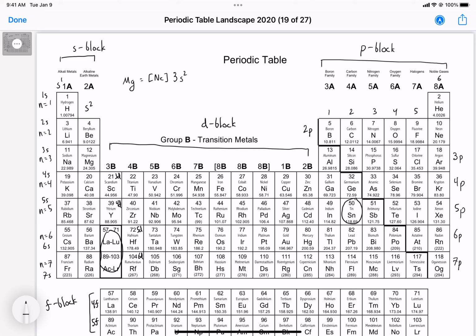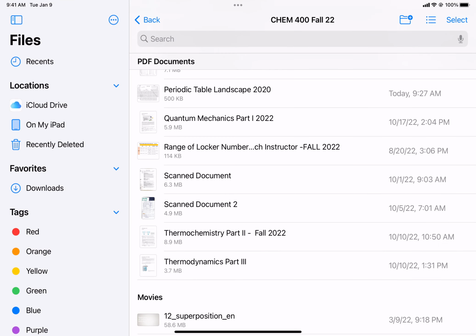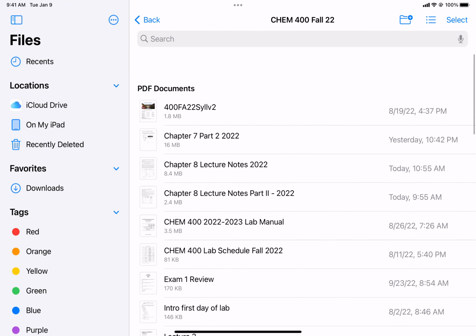So in this case it's going to be 1s2, 2s2, 2p6, 3s2, 3p6, 4s2, 3d10, 4p6, 5s2, 4d10, and then 5p2. Okay, so we'll get a lot of practice with this in discussion. All right, so let's go back to the lecture now.